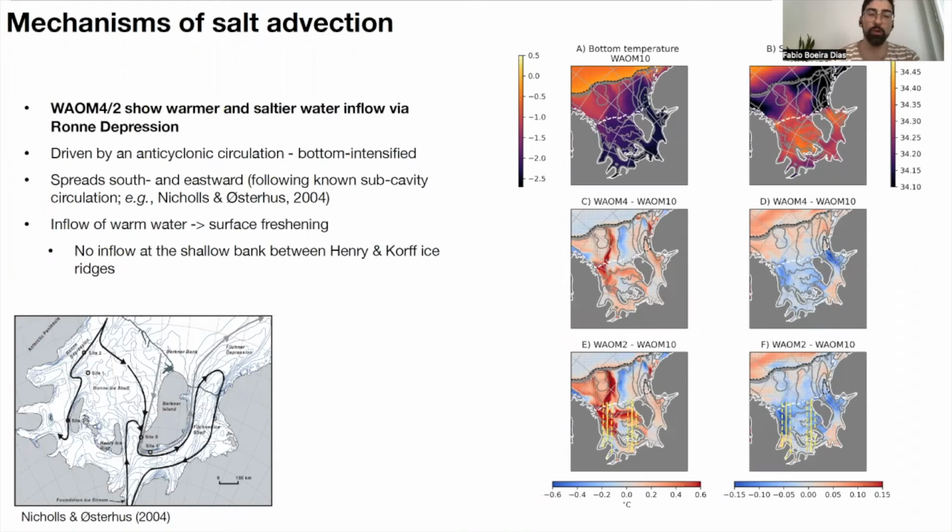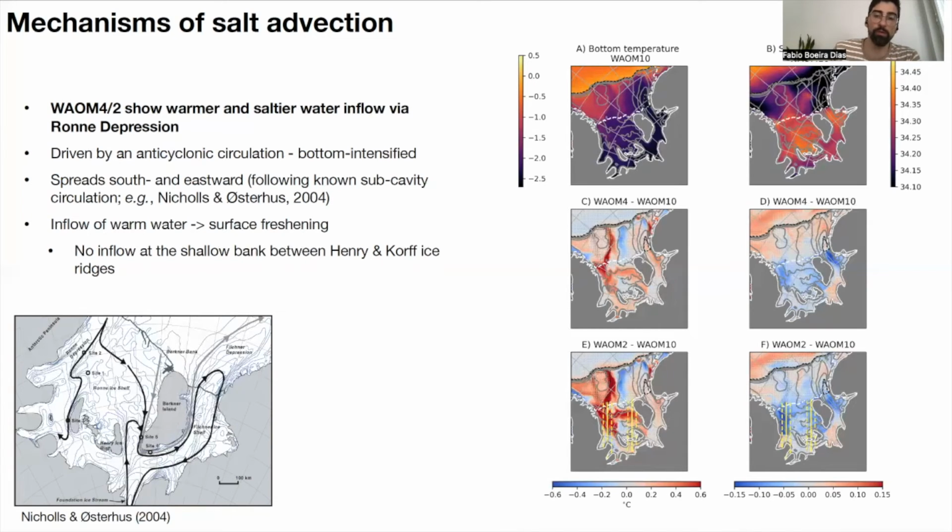And this inflow is driven by an anticyclonic circulation, which sits just in front of the Ronne Depression and the continental shelf. This circulation is also bottom intensified and quite dependent on the resolution. It gets stronger as we increase the resolution. After this warm water penetrates the cavity, it spreads into two different branches, one eastward and one southward, which pretty much agrees with what we know about the sub-ice shelf cavity circulation from observations.